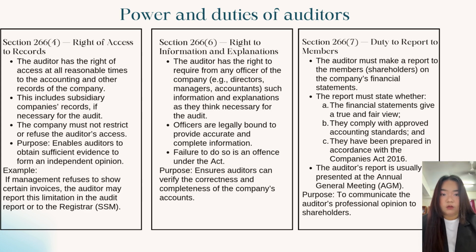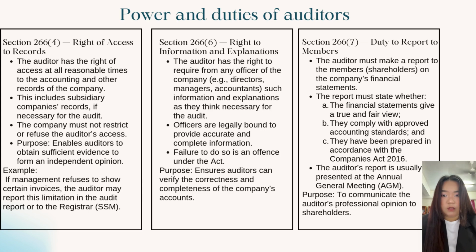Number 2 is right to information and explanation under Section 266, subsection 6. The auditor can ask any officer, like a director or accountant, for information and explanation they need for the audit. This right ensures the auditor can verify the correctness and completeness of the company's accounts. It's an offense under the Act for an officer to refuse or provide incomplete information.